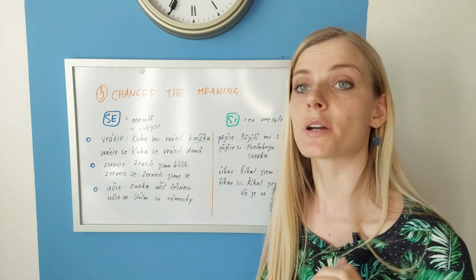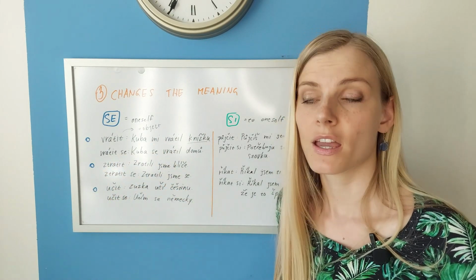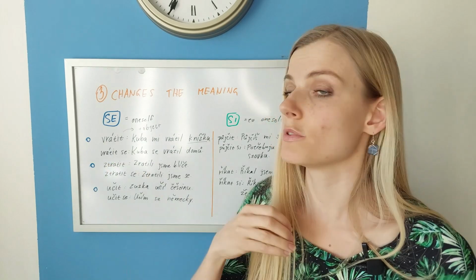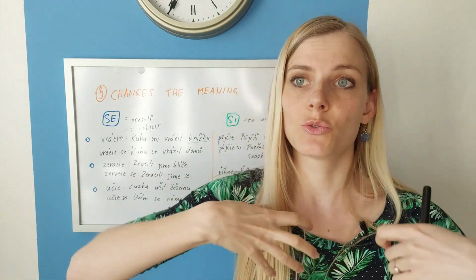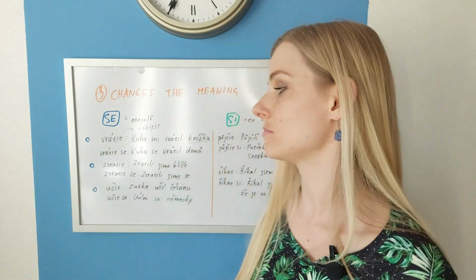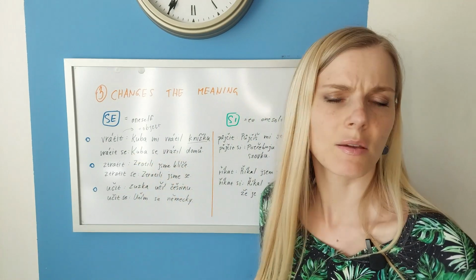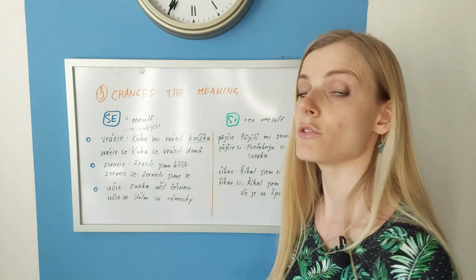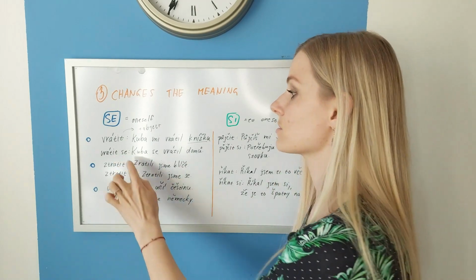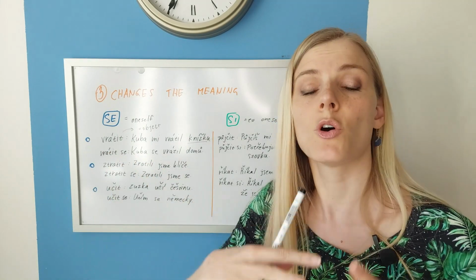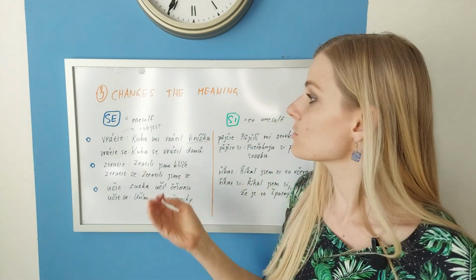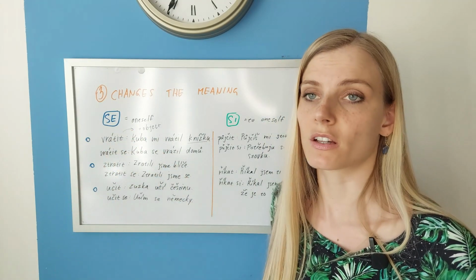Vrátit se means to come back, to return. But literally this means to return yourself, to give yourself back. Kuba se vrátil domů. Kuba returned home. He came back home. Here we don't use an object. Why? Because se means himself, the whole person. So he's back. We cannot use another object.